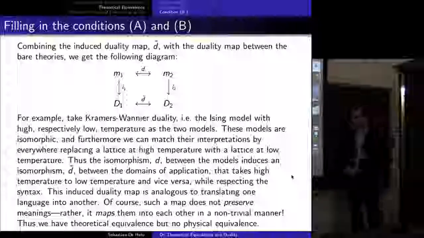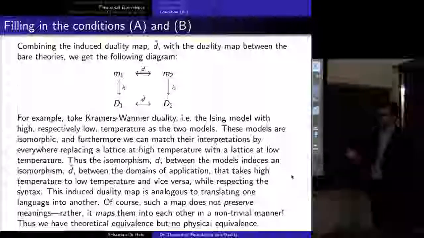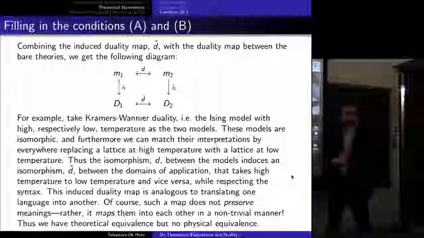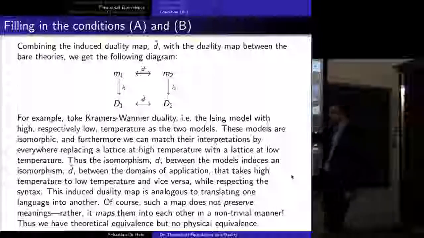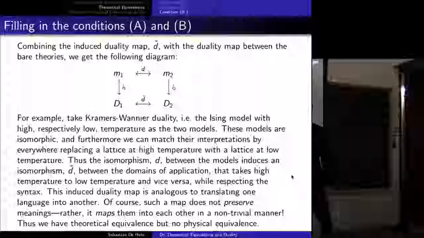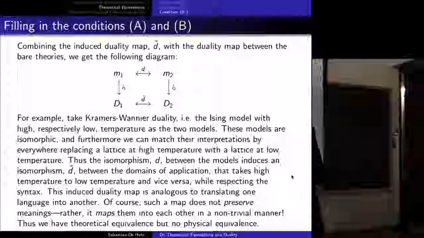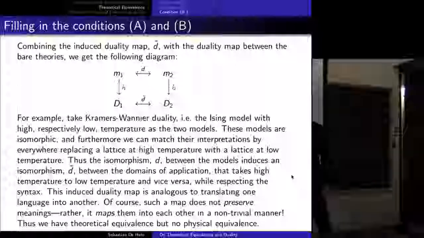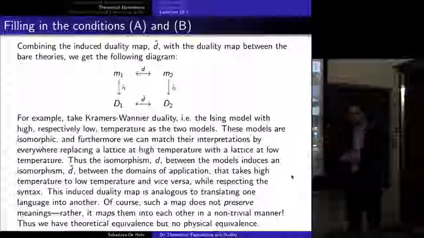And so we get the following commuting diagram. We have here the top row, the duality map between the models. We have the interpretation maps to the world, and then we have the induced duality map between the domains. Notice that this commuting diagram is a non-trivial condition, because if, for example, these interpretation maps are very partial, then we might get one domain that has fewer elements than the other domain. So they might have different cardinalities, in which case this induced duality map would not exist. So the requirement that there exists such an isomorphism imposes a constraint on the interpretation map. So the interpretation maps have to be sufficiently good in a way.